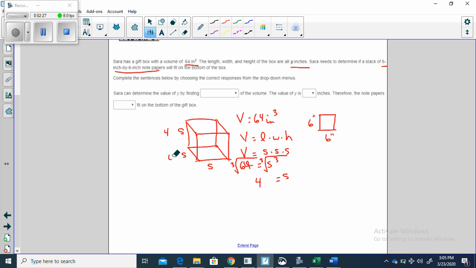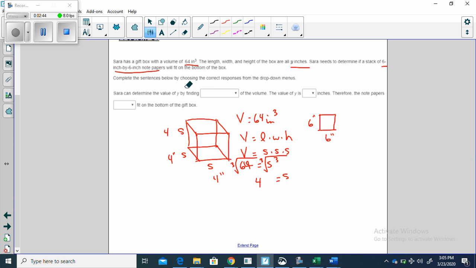So if each side is 4 inches, that means that I'm not going to be able to lay down that 6 by 6 inch notepad in the bottom of it, will I? It's going to be 2 inches too short on all sides right here.